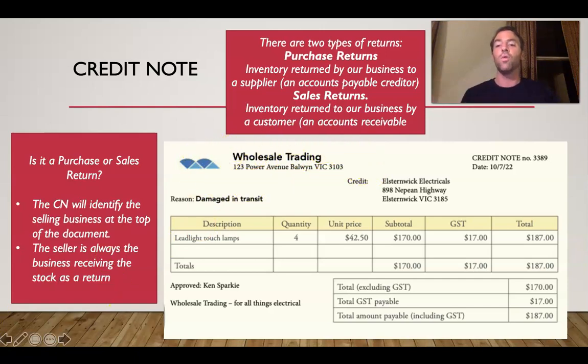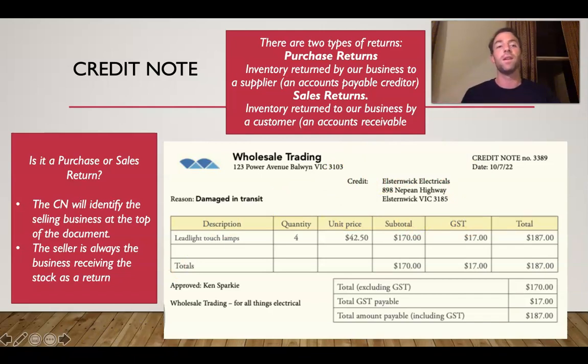And the seller is always the business receiving the stock as a return. So wholesale trading is the business that is receiving the goods back. If we are wholesale trading, we can assume that we have a sales return because Elsternwick Electricals has returned these touch lamps back to us. However, if we are Elsternwick Electricals, this would be a purchase return because we've returned it to the supplier.